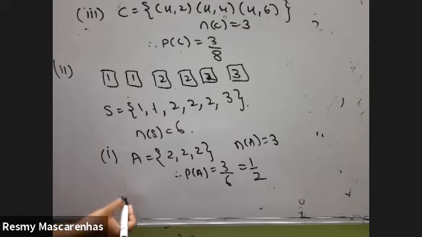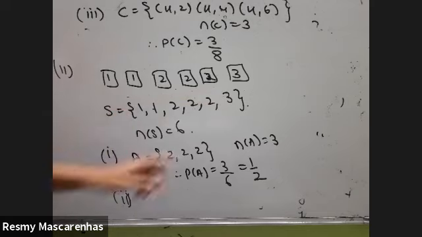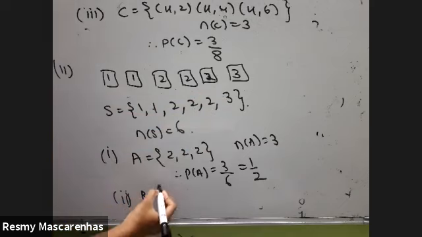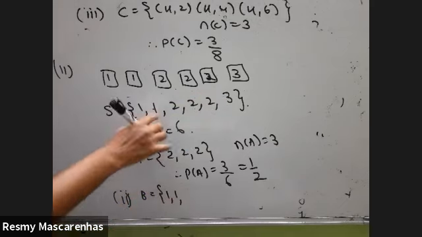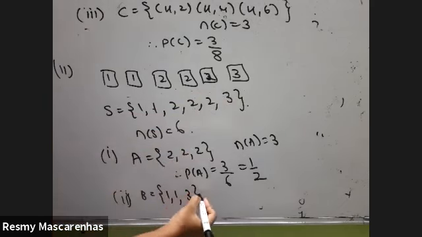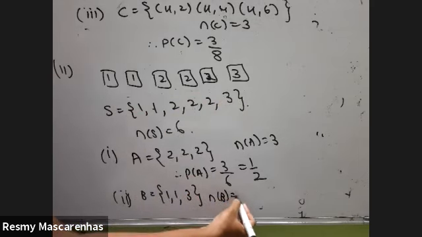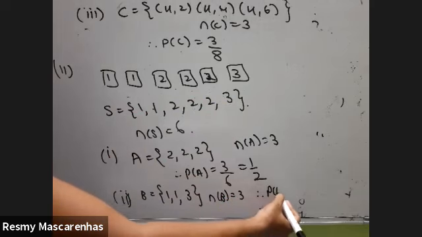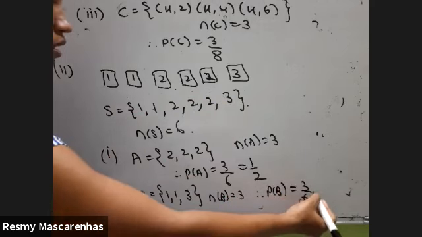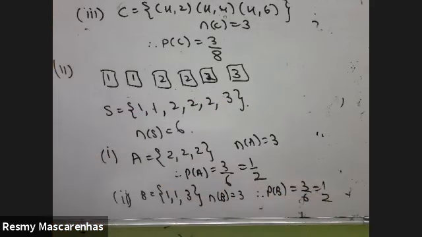Second one says 1 or 3. Or means you can take both. For 1, there are two options. For 3, one. So again N of B is 3. The probability will be 3 out of 6, which is half. 1 by 2.